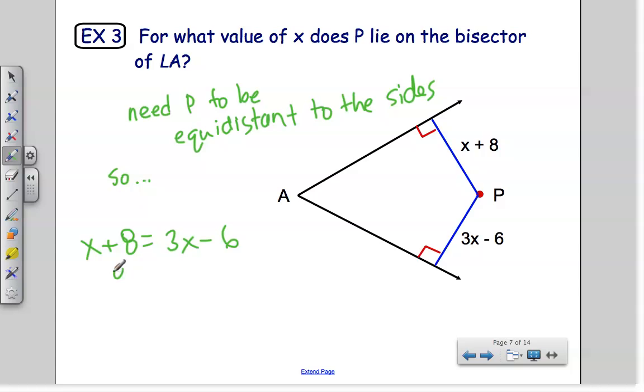So I'm going to subtract x from both sides, get rid of it from the left. 3x minus x is 2x, minus 6 equals 8. I'm going to add 6 on both sides. 8 plus 6 is 14, equals 2x. Divide by 2, and x equals 7. And we're good to go. That's the converse of the angle bisector theorem again, that if a point is equidistant to the sides, then it is on the angle bisector.